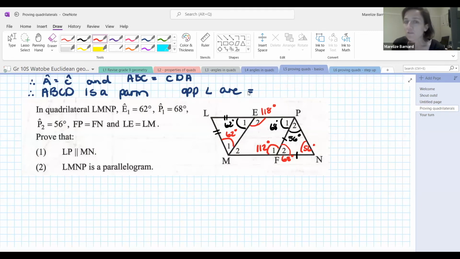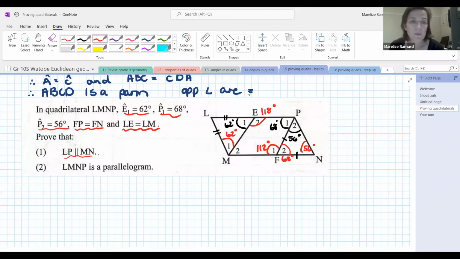Okay, so after you've done that sort of fact-finding mission and filled in some angles, and tried to find as many things as possible using your sketch, then you can go to your questions. Sisipo's asking how can M1 be equal to 62? That's because of angles opposite equal sides. If E1 is 62, then M1 is 62 because LM is equal to LE. It is given here. So I hope that you filled out all of this from your sketch.